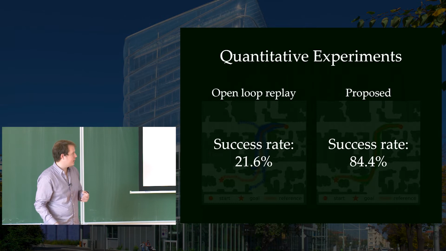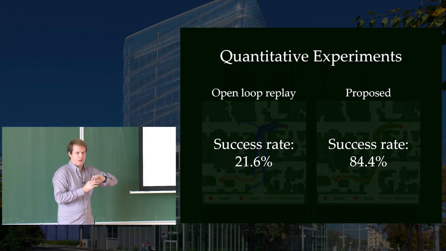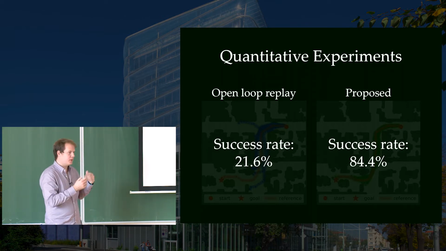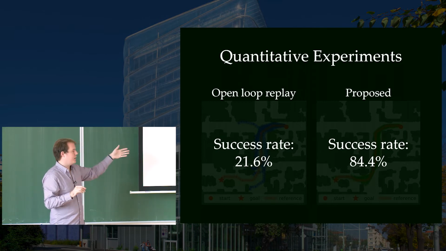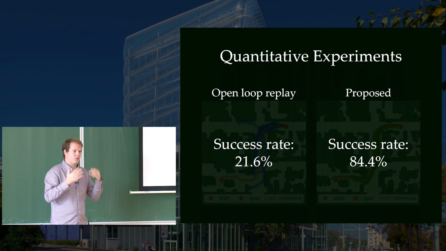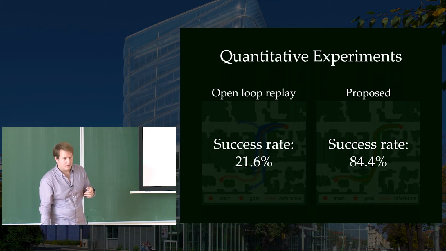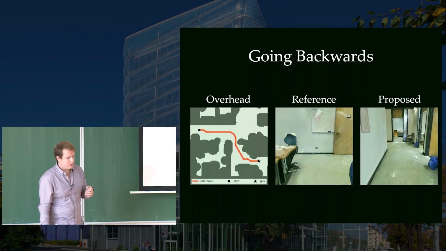And then quantitatively, the proposed method does far better. At least on one of these experiments, you have something like an 84% success rate for our method, and this is with a certain noise level. On the other hand, open loop replay gets something more like 20% once you start adding a lot of noise.